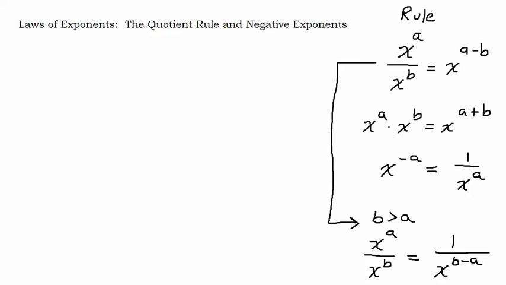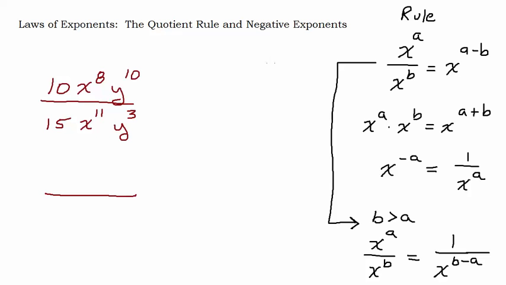Let's say we've got 10 x to the 8th y to the 10th all over, let's do 15 x to the 11th y to the, how about third? And I want to reduce this fraction. So what I usually do is I just put a fraction bar here and I start reducing it one piece at a time. The first thing I'm going to reduce are the coefficients. 10/15, I'm just going to reduce that like normal. 10/15 reduces to 2/3. So the 2's in the numerator, the 3's in the denominator.